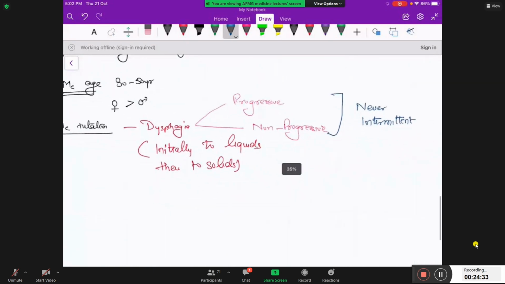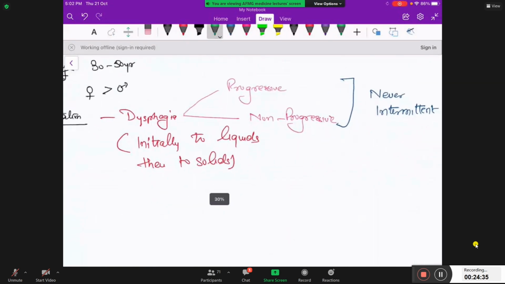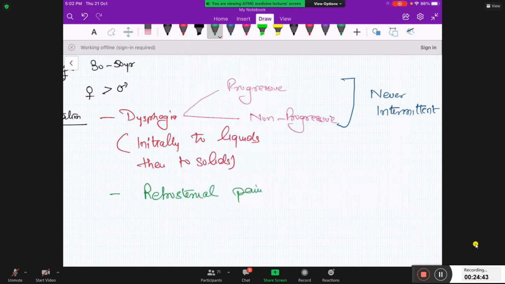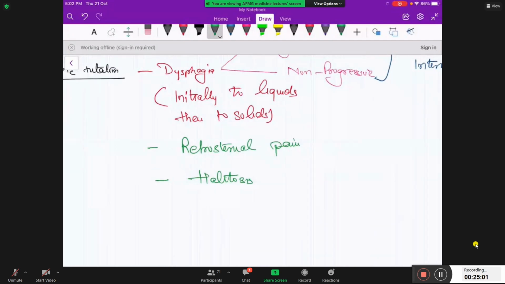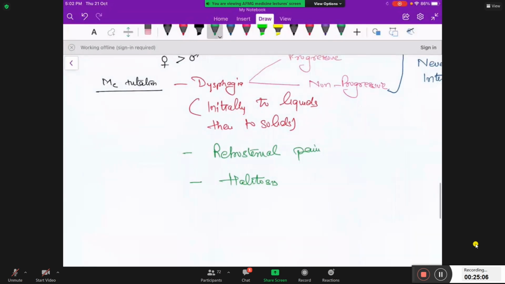Okay. Then the patient can also present to us with retrosternal pain. There can also be halitosis. What is halitosis? Halitosis is foul smell coming from the mouth.